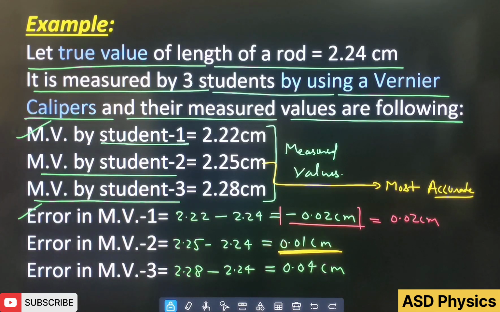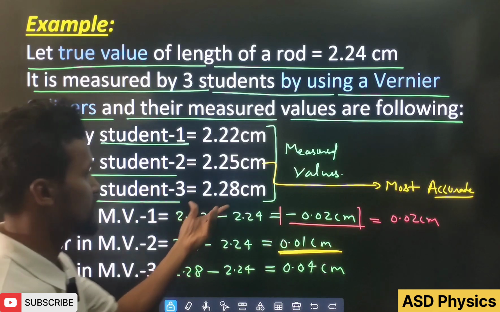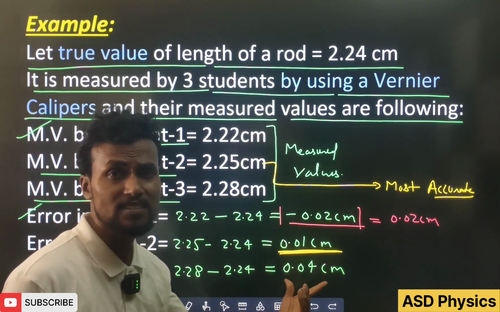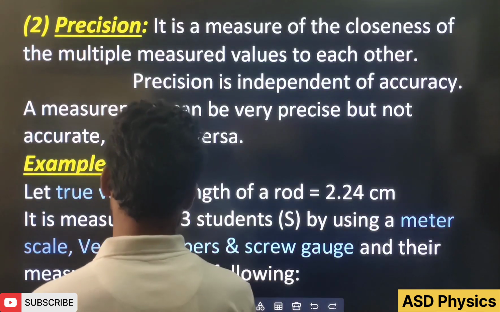So see here, the closeness of the measured value to the true value, 2.25 centimeter is the mostly close to the 2.24 centimeter. So here most accurate. If we talk about the least accurate, this 2.28 centimeter is going to be the least accurate, because here you can see error is the more. Great. Next one, let's go to the precision here.